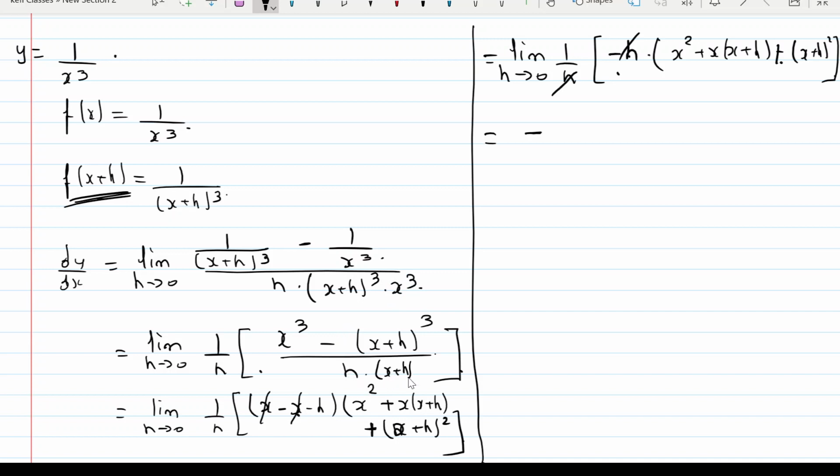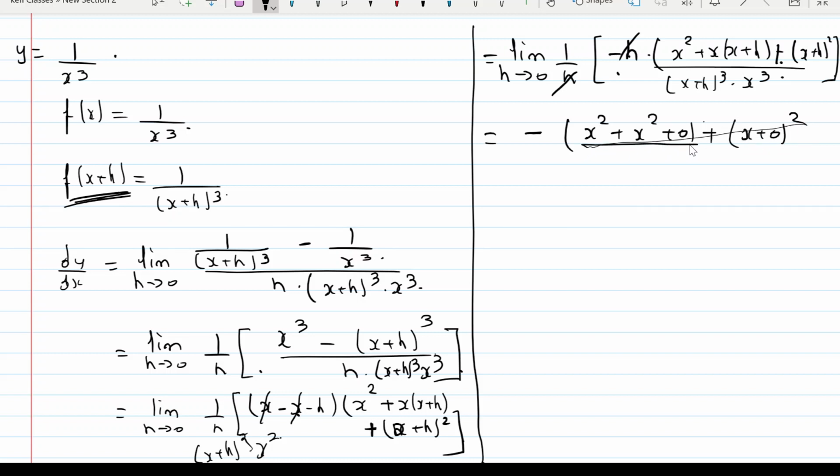So x plus h the whole cube into x cube. Same thing happens over here also, in the denominator there is x plus h the whole cube into x cube, and here also in the denominator it is x plus h the whole cube into x cube, and so this becomes minus, and when you take its limits it becomes x square plus x into x again, x square plus 0, plus you will get x plus h the whole square, so that's x plus 0 the whole square divided by, and remember the minus sign is for everything, divided by x plus 0 the whole cube into x cube.